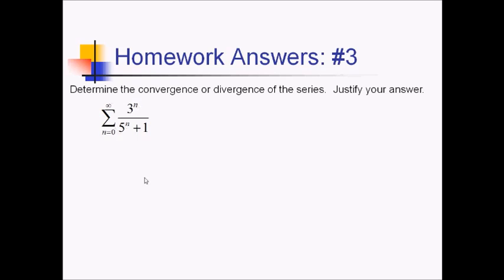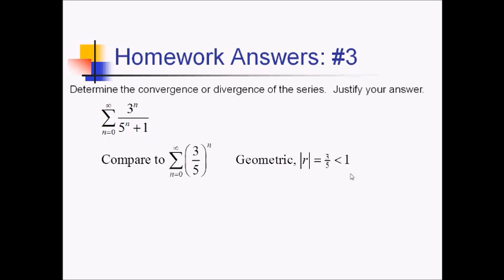So we're going to compare this to the series 3/5 to the n, which we know is a geometric series. This has a common ratio of 3/5. Absolute value of that is 3/5, and that absolute value is going to be less than 1, which means this comparison series converges by geometric series test. So comparing this now to what we started with, the only difference really when you get down to it is the original has a larger denominator, which makes it smaller than the comparison series.